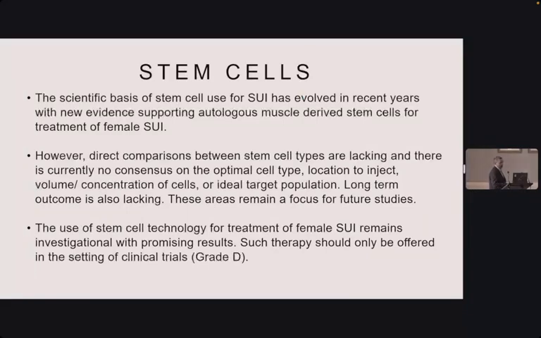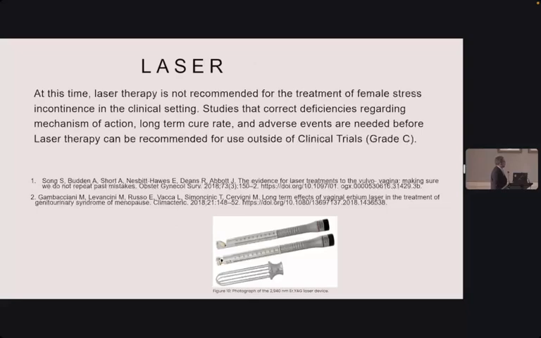My last slide. What about stem cells? The scientific basis of stem cell use for stress incontinence has evolved in recent years. There's new evidence supporting autologous muscle-derived stem cells. However, direct comparison between the stem cell types is lacking. There's no consensus on the optimal cell type to use, the location to inject, the volume, or the concentration of cells. So long-term outcome data is lacking at the moment, and it remains an area of future studies. But it is investigational with some promising results. And I already mentioned the issues with the laser.